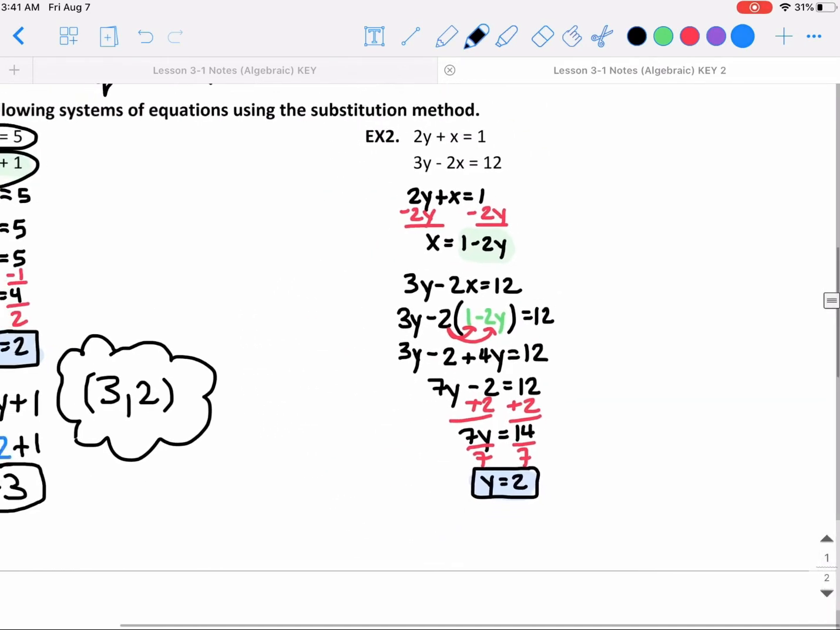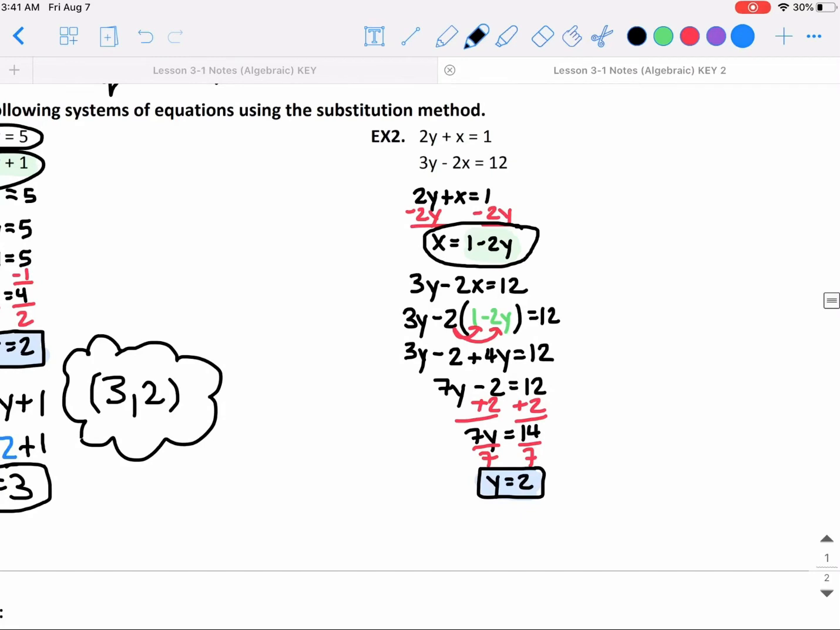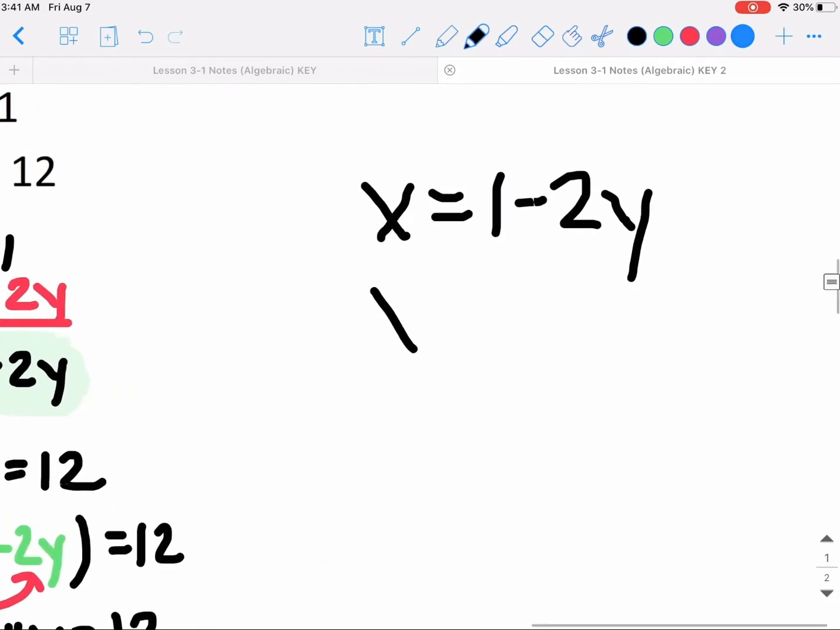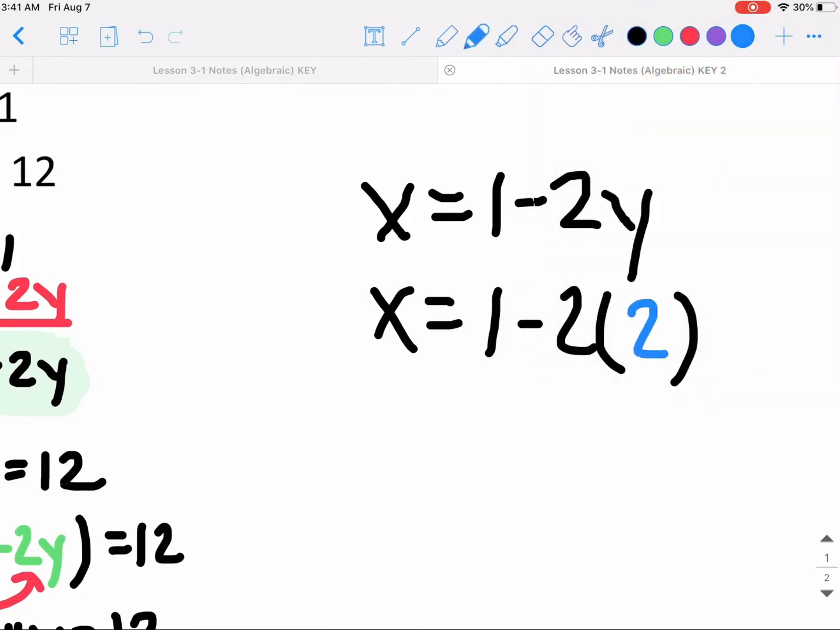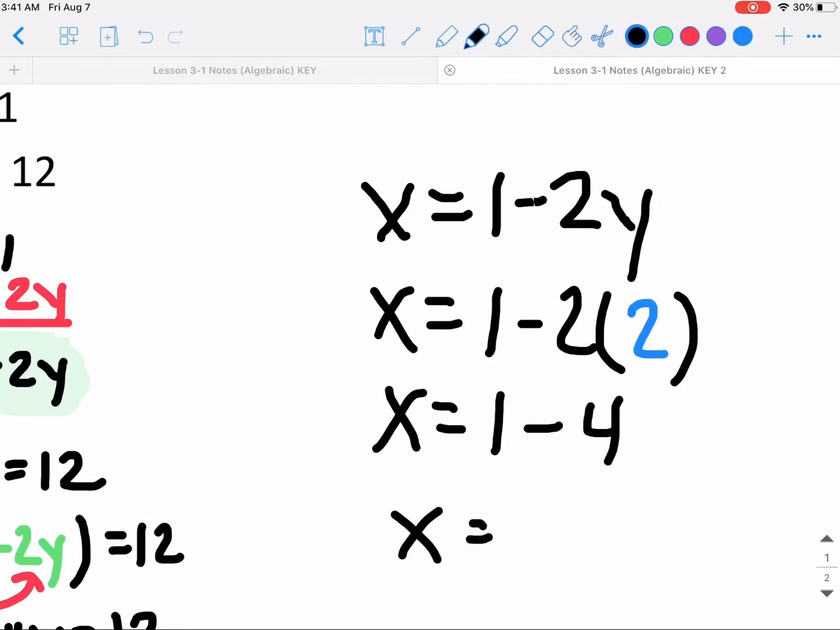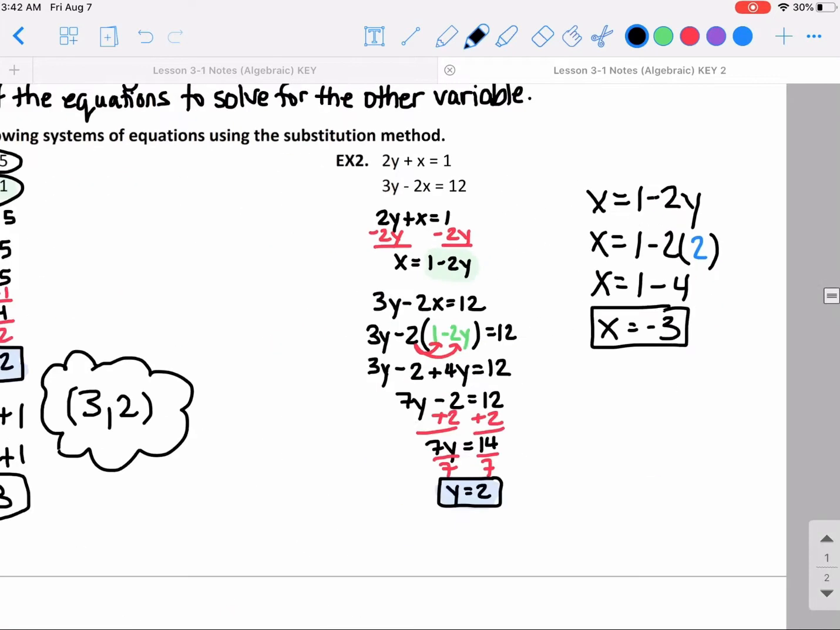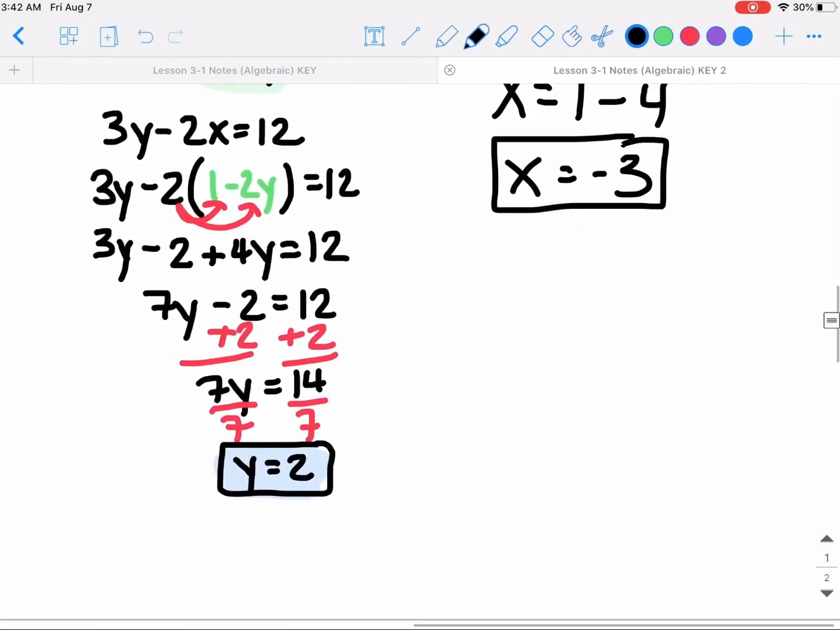The easiest one to do that with is the rewritten form of that original equation. So I'm going to use x is equal to 1 minus 2y, and I'm going to substitute in y is equal to 2. So I have x is equal to 1 minus 2 times y, which is 2. x is equal to 1 minus 4, so x is equal to negative 3 is what I get. That means my solution is negative 3, 2.